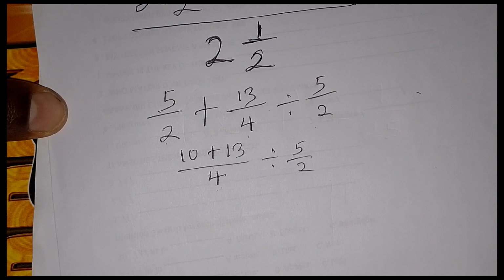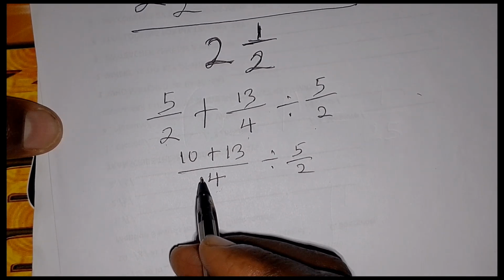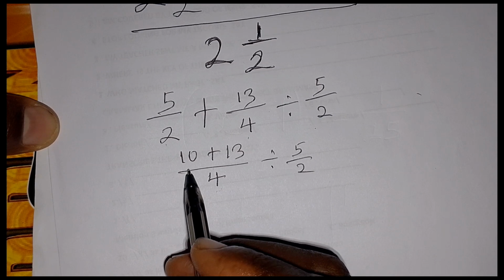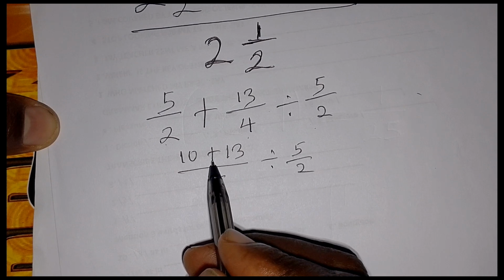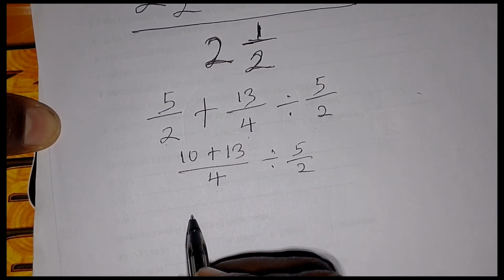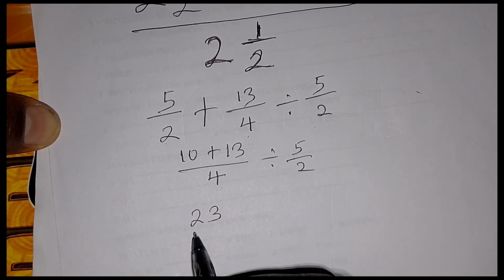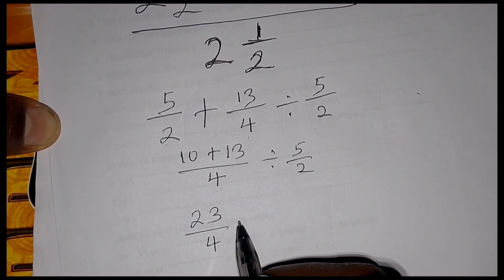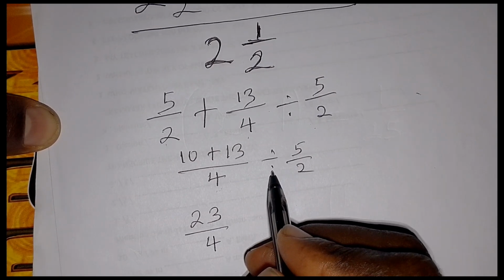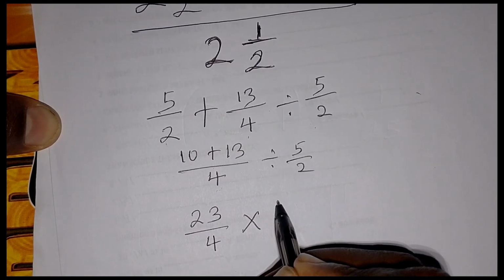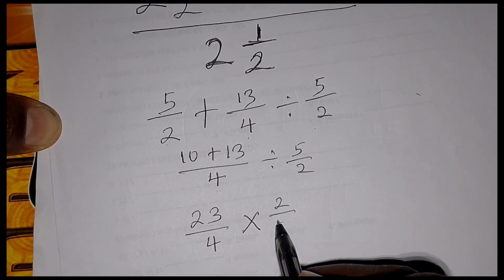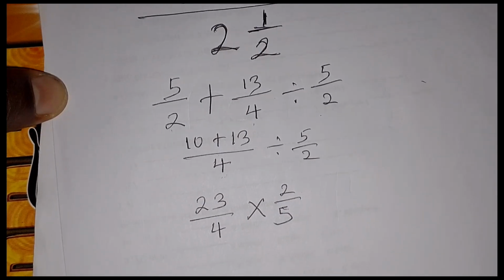So the next step is to add this. Okay, so we say 10 plus 13 is 23 over 4. Now we change this to multiplication, and then we transpose this, it becomes 2 over 5.